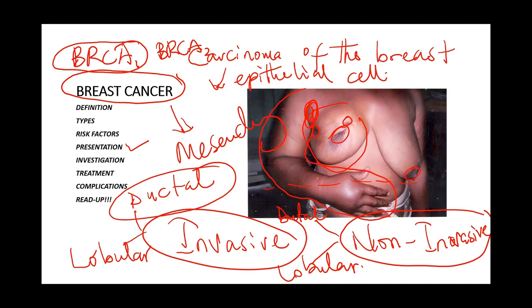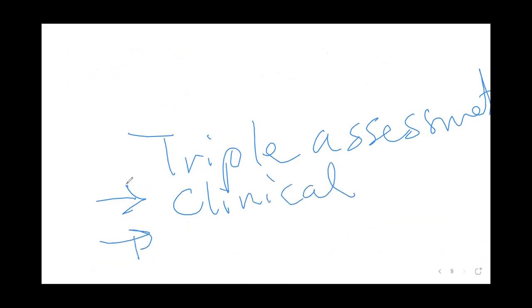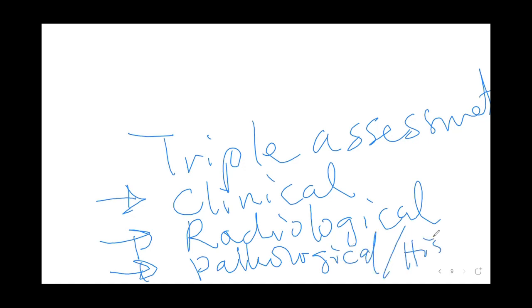Now, briefly, we won't go into other treatment. What you should know is that evaluation of breast cancer is via triple assessment. Triple assessment is clinical. Please, I'm emphasizing this. If you are not taking anything from this lecture, or if you are sleeping, wake up. Evaluation of any breast lump is via clinical, radiological, okay, and pathological. That is histology. This is called triple assessment.